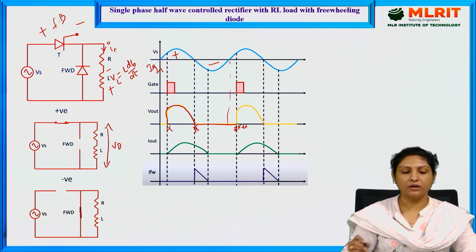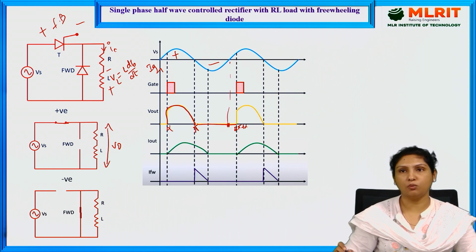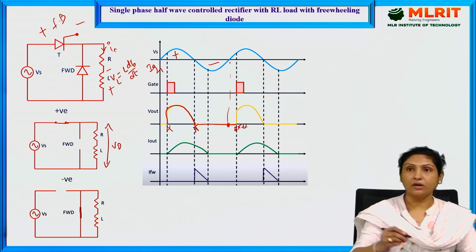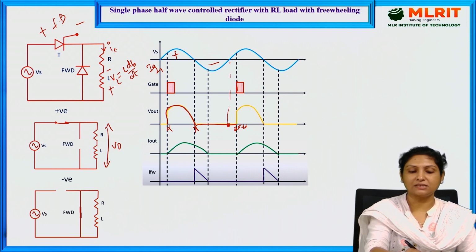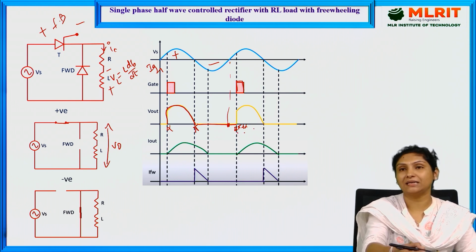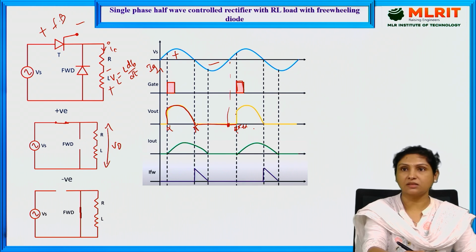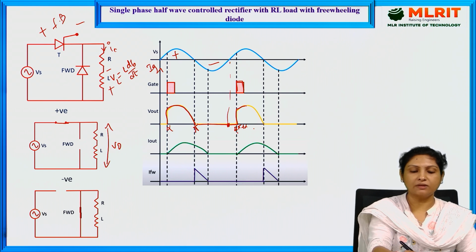The moment it reaches 2 pi, it again comes into the forward blocking state and is ready to conduct. If we provide the gate triggering pulse at the instant 2 pi plus alpha, the thyristor is turned on and provides the output voltage from 2 pi plus alpha to 3 pi.